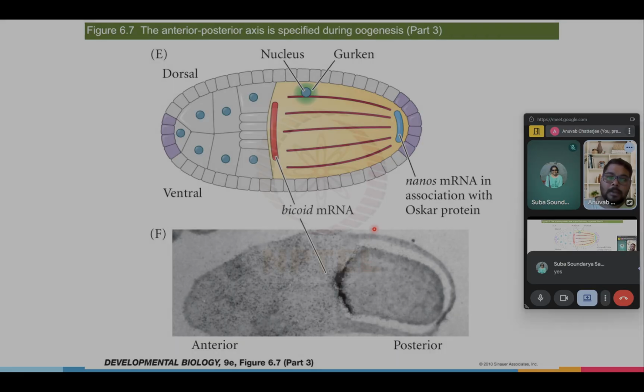Okay. So here you can see with the in situ hybridization for bicoid mRNA, that it is only localized to the anterior end, and nanos is localized to the posterior end, which is not shown here.